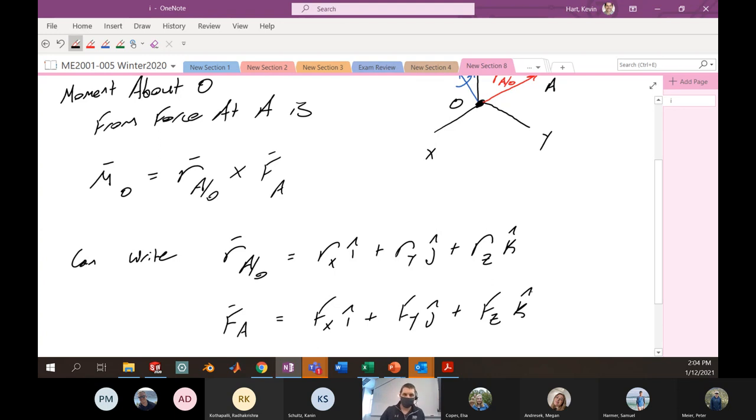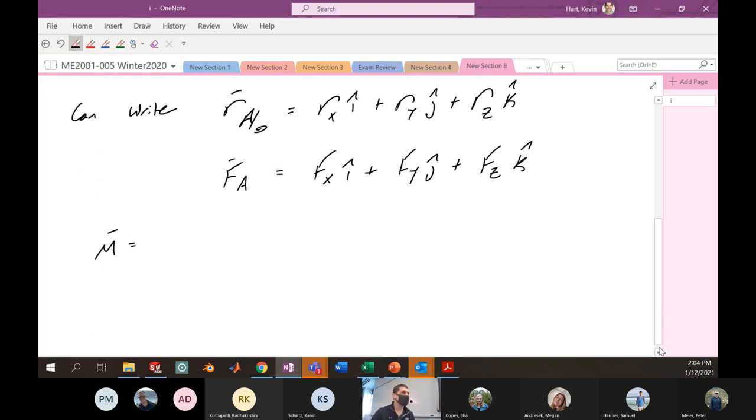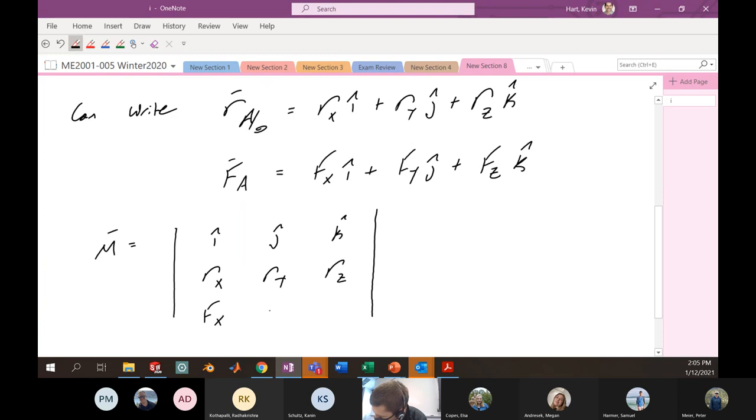If you were to set it up in this manner, and you'll have a lot of practice doing this on the homework if you haven't already done it, then the moment, we had a trick for calculating this, and we're using this determinant form to separate the various components as well as the I, J, and K directions. We set up something that looked like this to help us keep track of the calculations of the moments using our diagonal multiplication, where this here is our Rx, Ry, Rz, Fx, Fy, and Fz.